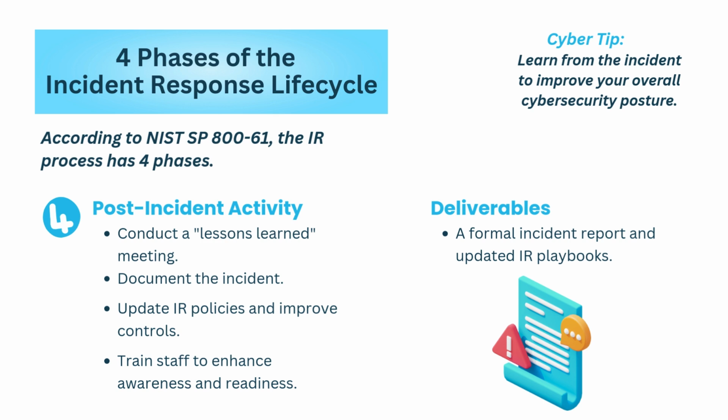Think of it like this. If a sports team loses a game, what do they do afterward? They watch the game footage, review what went wrong, and figure out how to do better next time. That's exactly what this phase is all about. First, you should have a lessons learned meeting. This is where the team that handled the incident comes together to talk through the timeline. Everyone shares their insights so the organization can improve its response for future incidents.